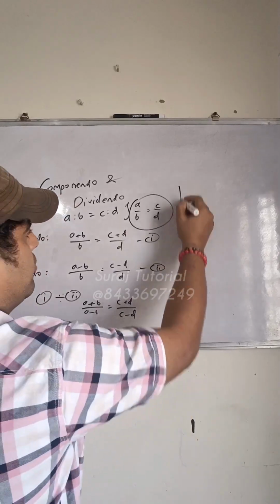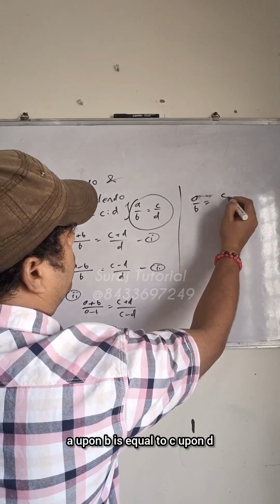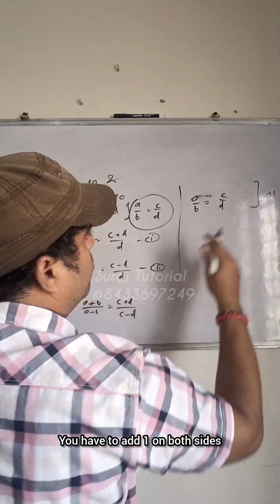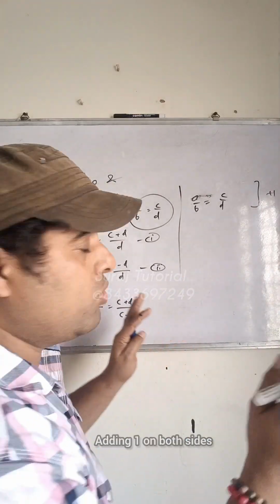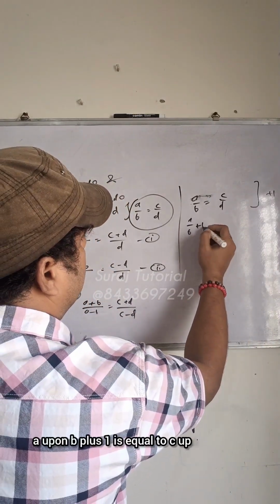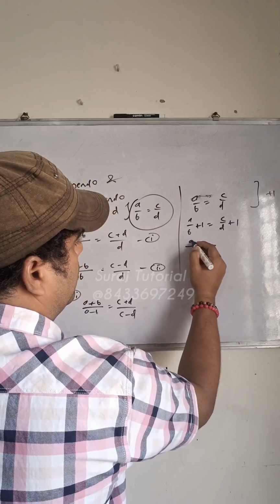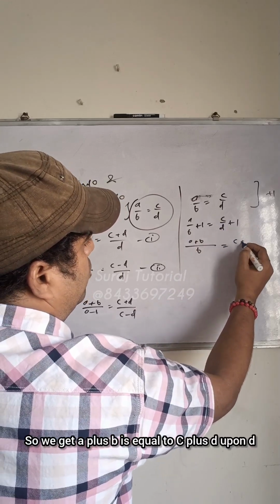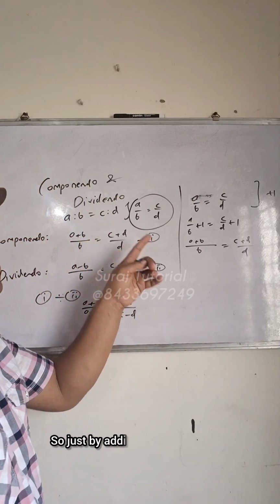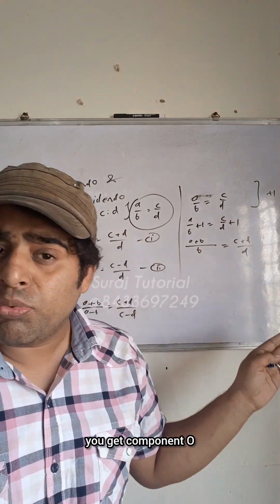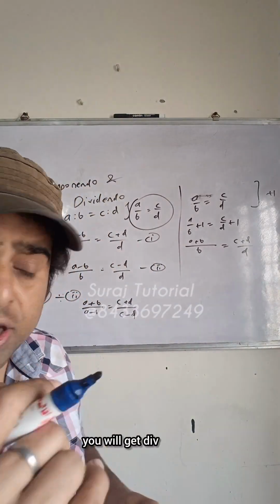You just need to add. See here, if A upon B is equal to C upon D, you have to add 1 on both sides. Adding 1 on both sides, what will you get? A upon B plus 1 is equal to C upon D plus 1. Taking LCM B, we get (A plus B) upon B is equal to (C plus D) upon D. So just by adding in this proportion, you get componendo.